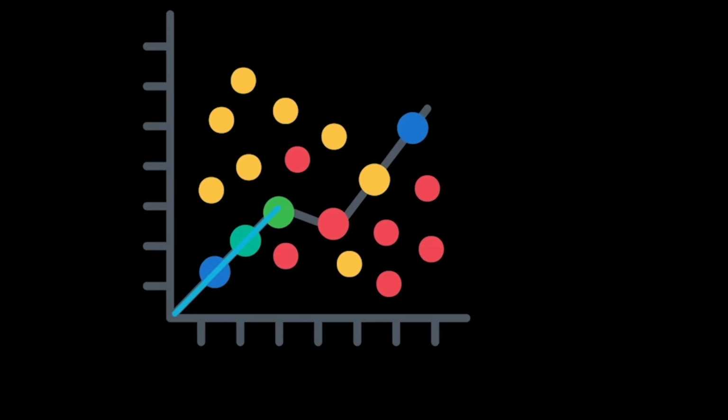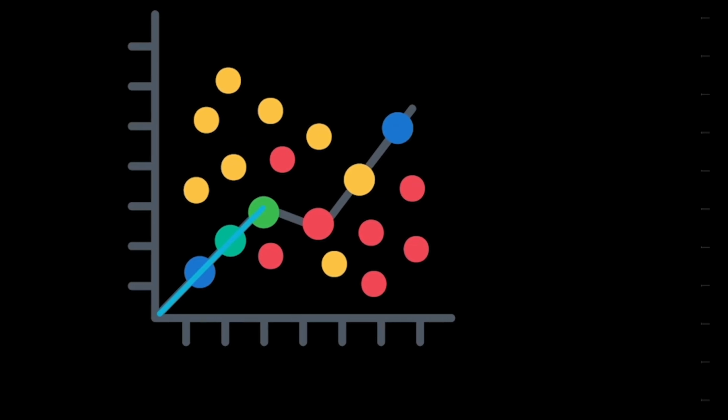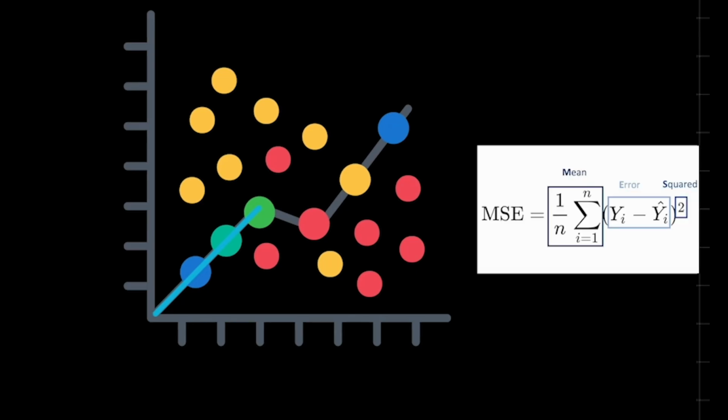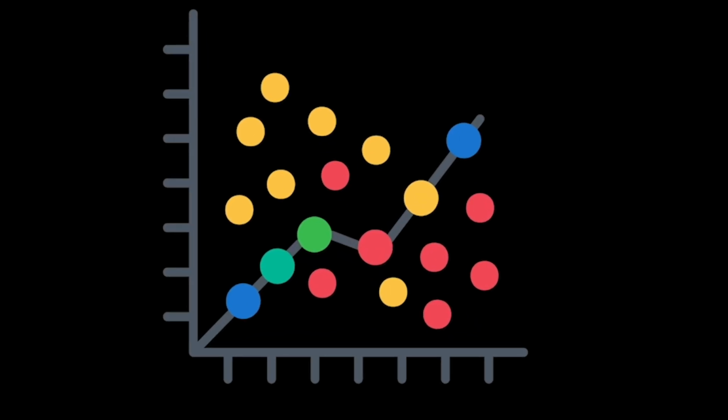The goal is to minimize the difference between predicted values and actual values, usually done by minimizing the sum of squared errors. This results in the best fitting line through the data points.